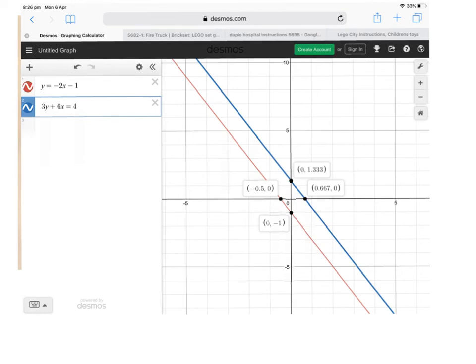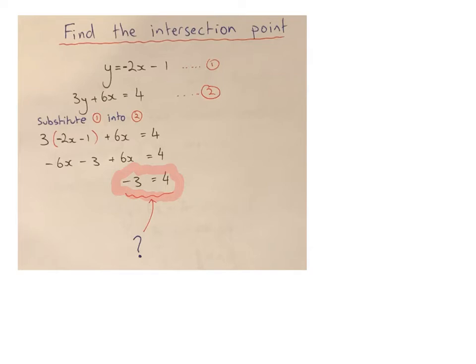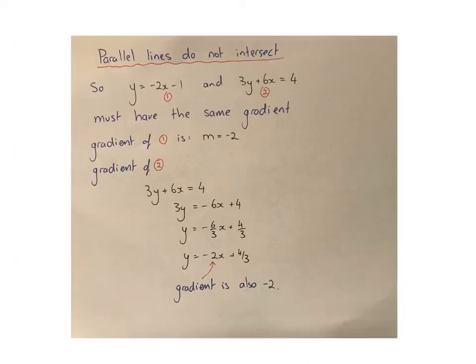So that's why when we did our working before, we got nonsense at the end. That's because there is no solution here. These two lines do not intersect. So parallel lines do not intersect, as long as we're talking about, of course, flat Euclidean geometry.